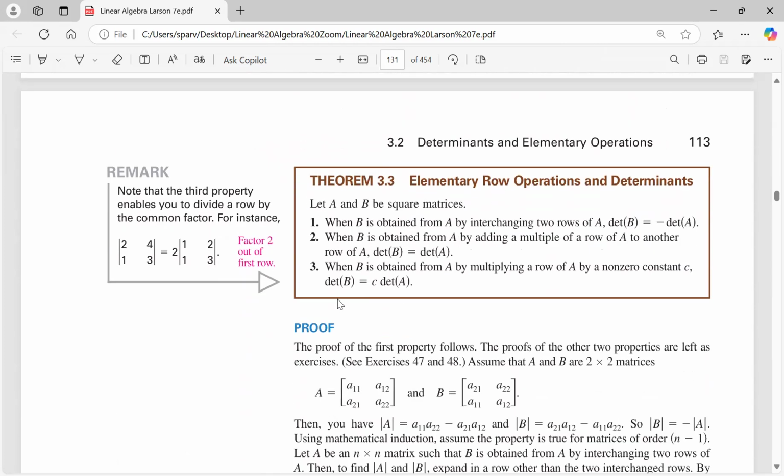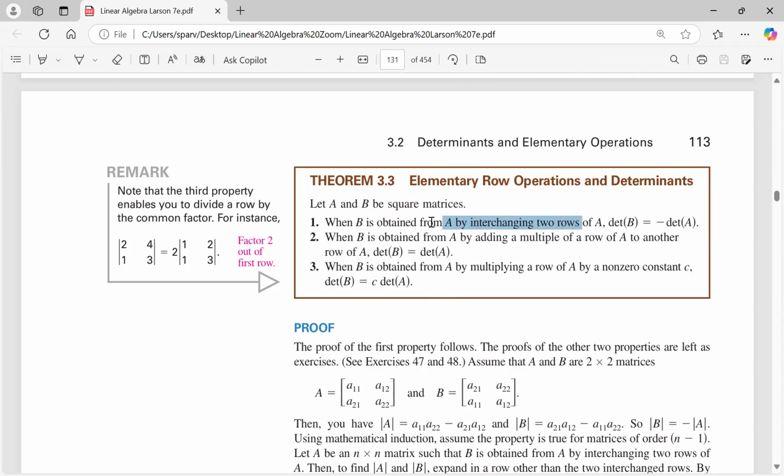So let's go to this theorem. Here's Theorem 3 that tells us about the effect of elementary row operations on determinants. I'm just going to read over this theorem. So here we have 2 square matrices. Remember, in this chapter, all matrices are square. Matrices that are not square do not have a determinant. So if you have square matrices, which you will, here B is obtained from A by interchanging 2 rows.